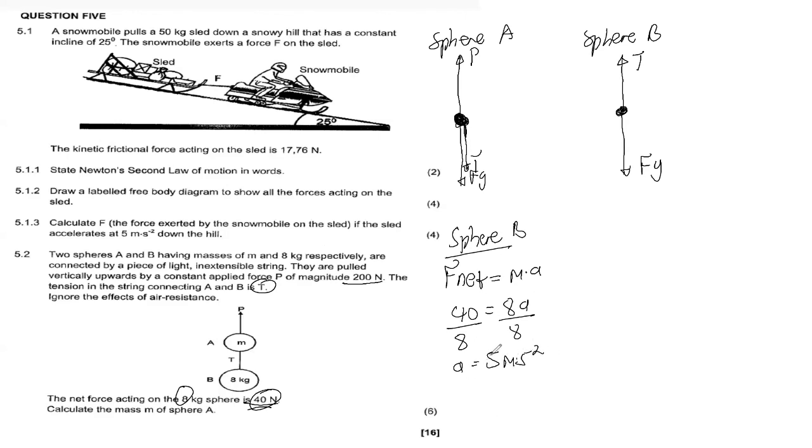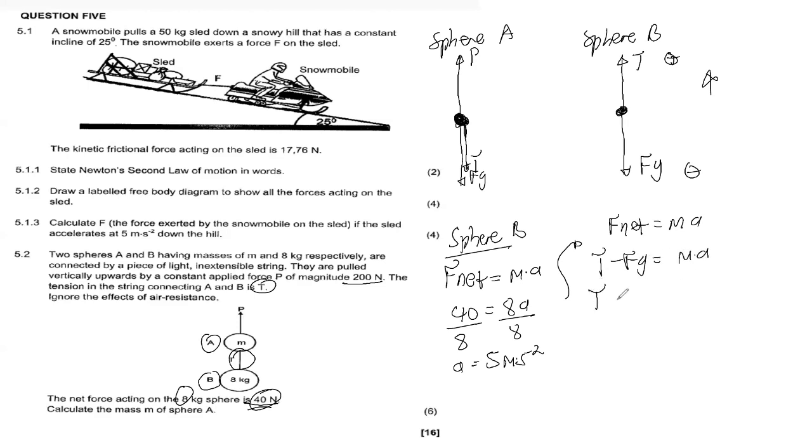Now we can use this acceleration to calculate the tension here, because the tension experienced by sphere A is the same tension experienced by sphere B, right? So let's use that to calculate the tension. We can now break down our F net, which is equal to MA. Using sphere B, this here will be the positive direction, and down here the negative direction. Why? Because it is being pulled vertically upward. So T minus Fg is equal to mass times acceleration.